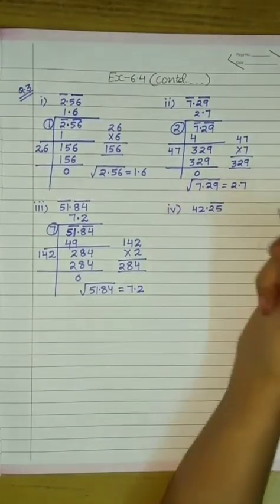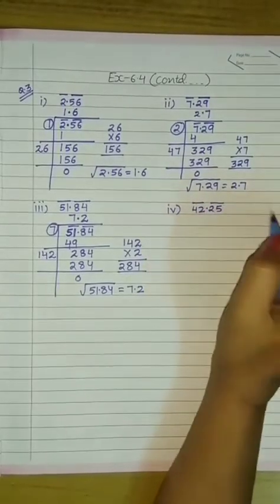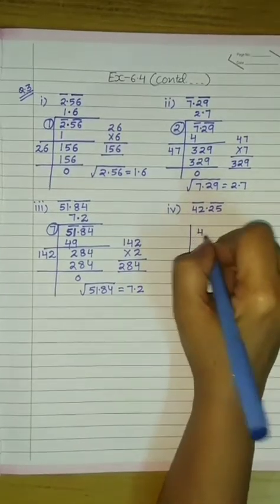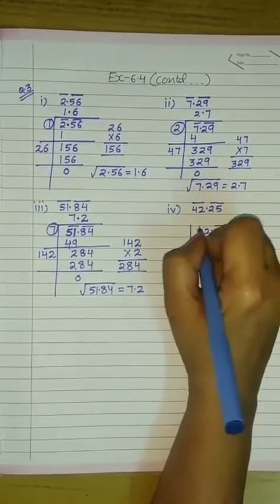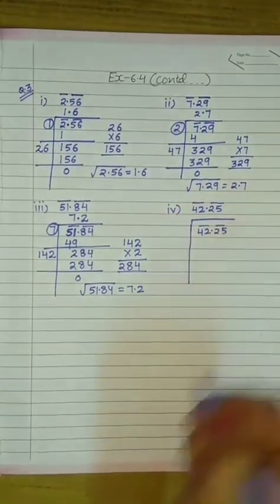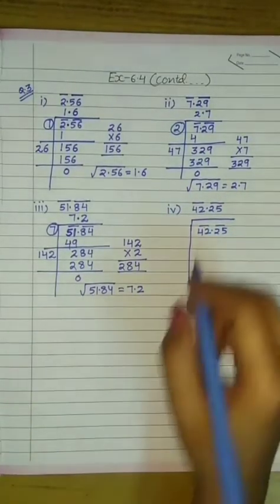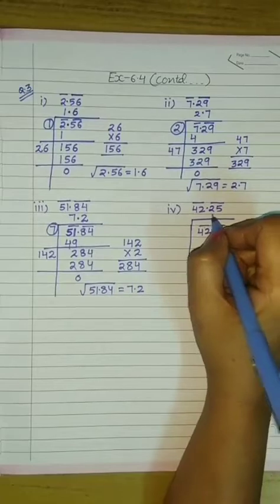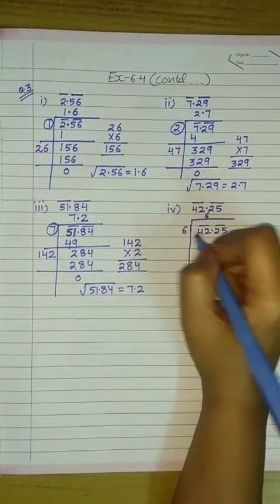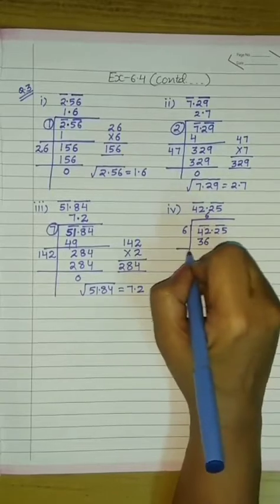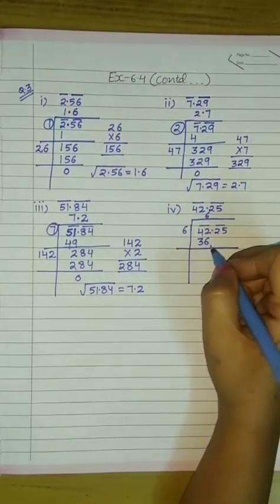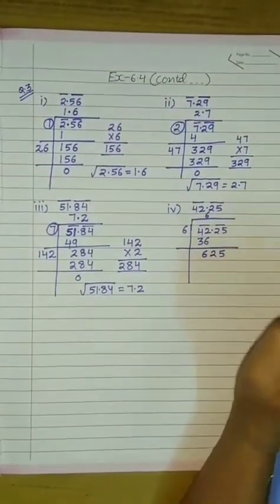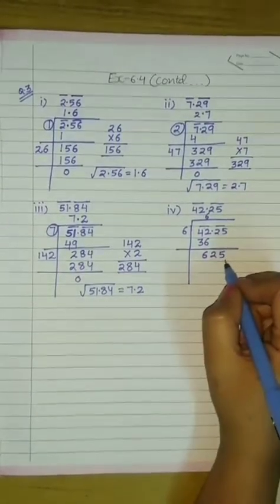Now the fourth part of this question is the number 42.25. So one bar will be on 25 and one bar will be on 42. So we will find the square root of this number, that is 42.25. Now the digits in the first bar are 4 and 2. So 42, and we will multiply 6 into 6, that is 36, which is a number less than 42. On subtracting 36 from 42, we get 6. Now taking down the next bar, that is 25, our new dividend will be 625.